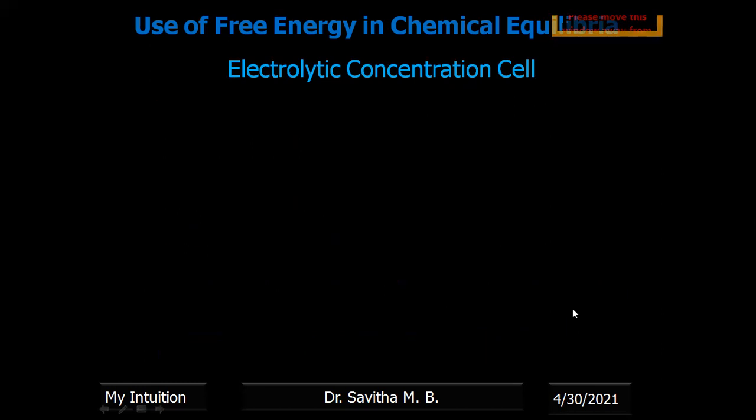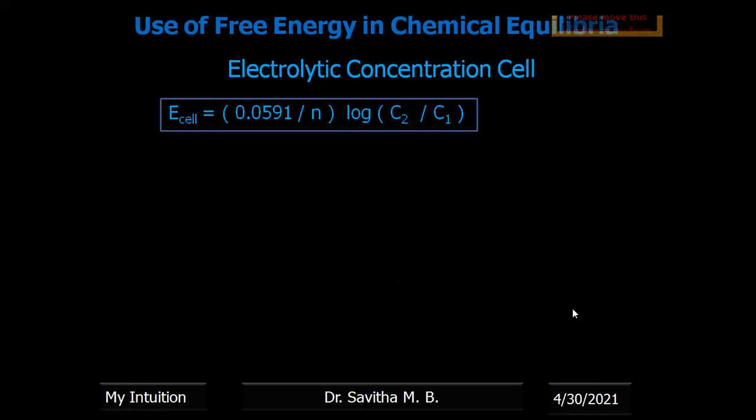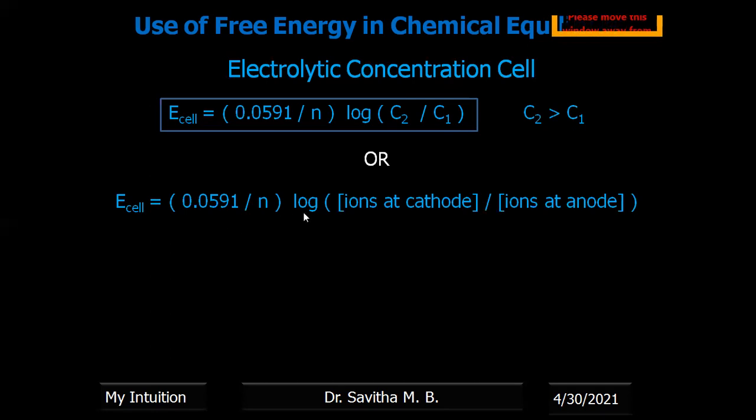Okay, so that is the Nernst equation for a concentration cell. E cell is written as 0.0591 divided by n, log of C2 by C1. C2 is greater than C1; whichever concentration is higher will be at the cathode, and that will be in the numerator. Or we can write it as log of ions at the cathode divided by ions at the anode.